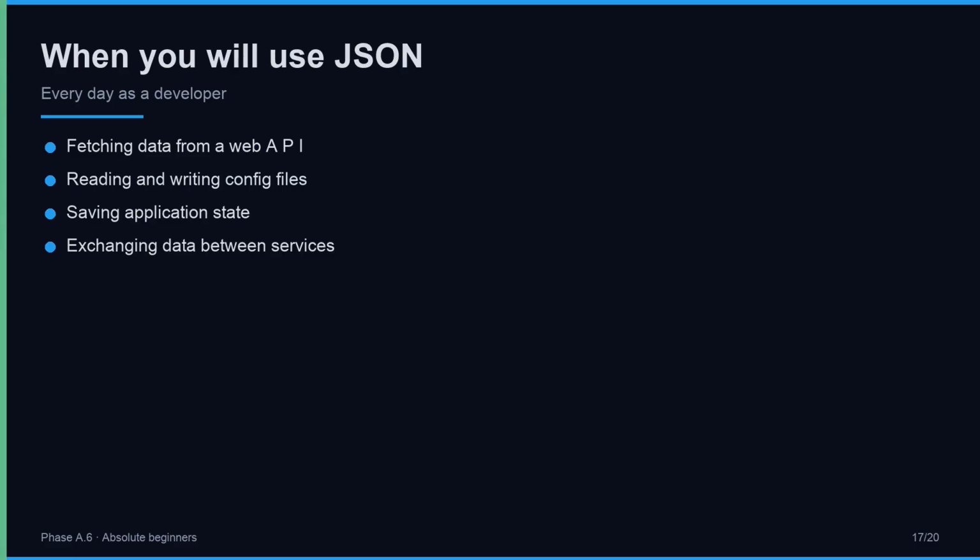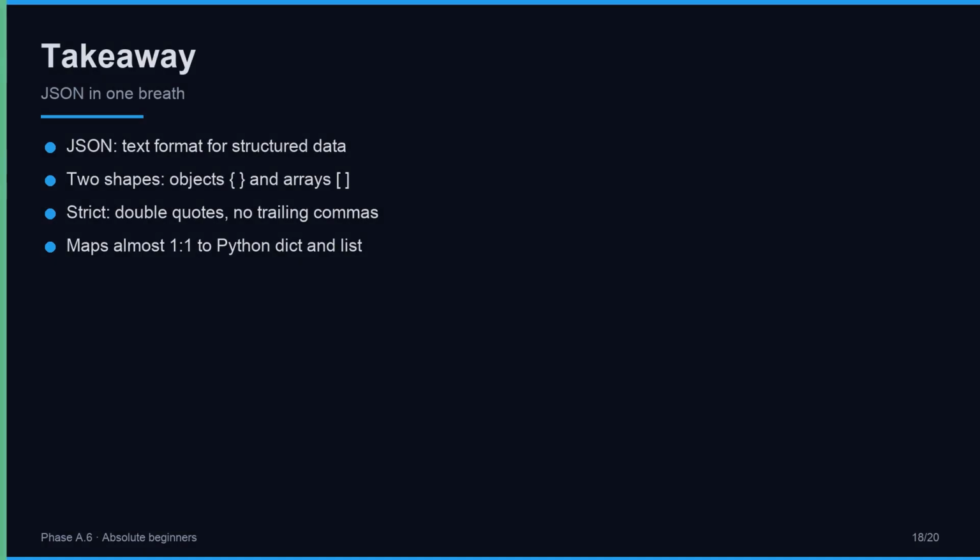When will you actually use JSON? Whenever your program talks to something outside itself. Calling a web API to get the weather, JSON comes back. Reading a config file at startup, likely JSON. Saving user preferences between runs, JSON. Sending data between services, JSON over the network. Once you can read and write it, a huge category of real-world tasks opens up. Every single day.